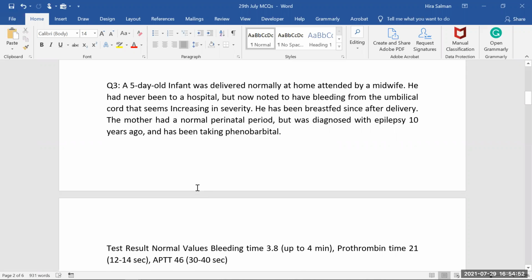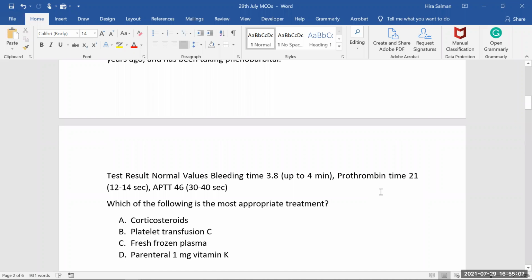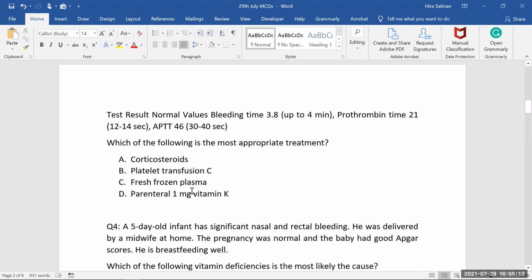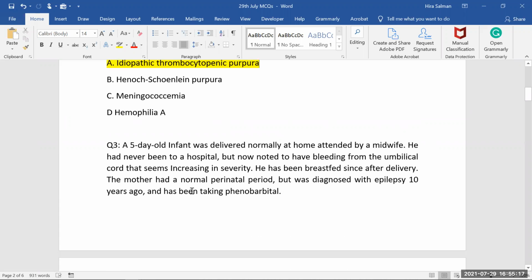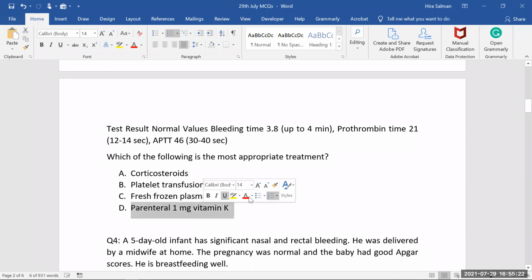You have seen that this patient is a case of hemorrhagic disease of the newborn. Why? Because he was born at home, and that gives you a clue. He is having bleeding, especially over the umbilical area, and you can see the clotting time is increased. Of course, factors 2, 7, 9, 10 are deficient because of vitamin K deficiency. Which of the following is the appropriate treatment? Of course, you are going to give vitamin K. That's the only thing you can do. So we'll go for vitamin K.